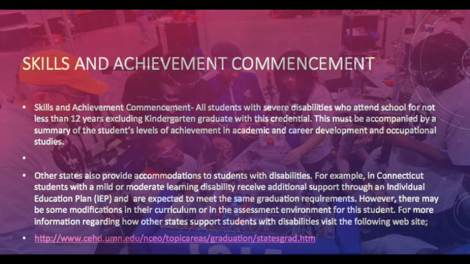The student can also earn the Skills and Achievement Commencement. All students with severe disabilities who attend schools for not less than 12 years, excluding kindergarten, graduate with this credential, which must be accompanied by a summary of the student's level of achievement in academic and career development and occupational studies. Other states also provide accommodations to students with disabilities.